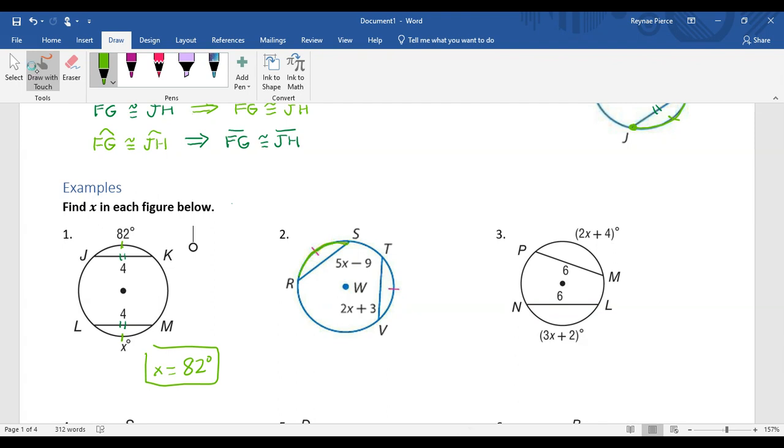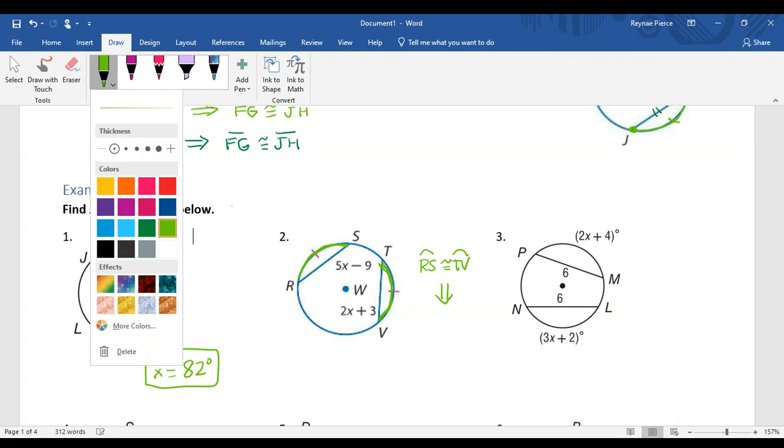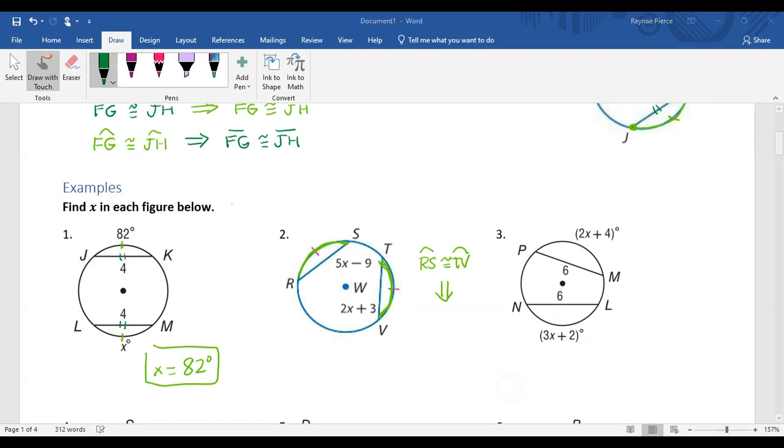Example 2 here. We've got that these arcs RS and TV are congruent, which means we can say that the chords RS and TV are congruent. So we want to set 5x minus 9 equal to 2x plus 3. If we subtract 2x from both sides and add 9, we've got 3x equal to 12. And dividing both sides by 3, our x value is 4.